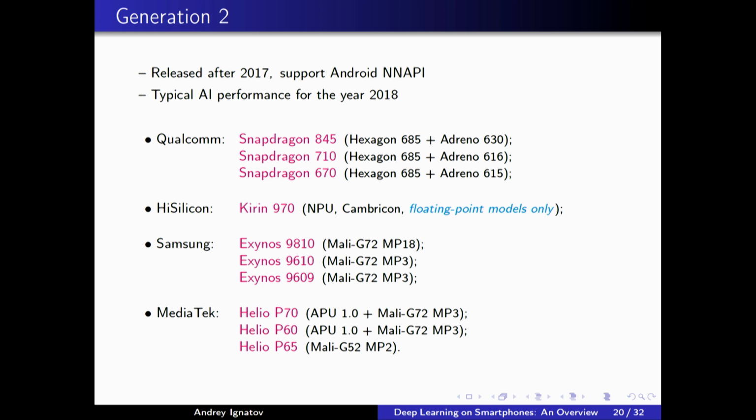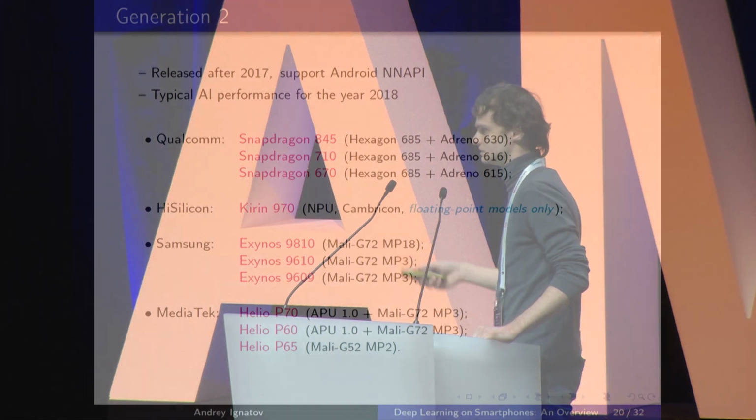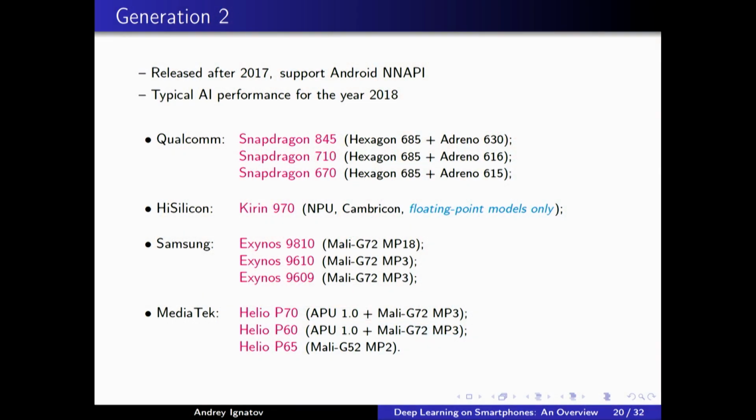Okay, second generation of devices, they were released after 2017. They support Android and NNAPI and show typical AI performance for the year 2018. So for Qualcomm, 3 chipsets, Snapdragon 845, 710, 670. All these chipsets are running quantized models on Hexagon DSP and floating point models on their Adreno GPU.